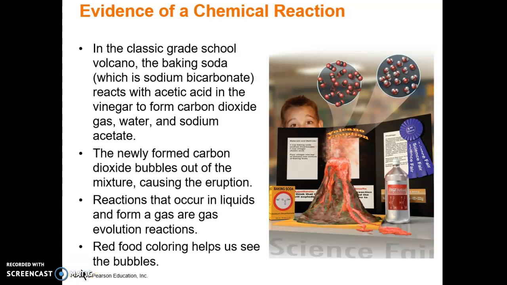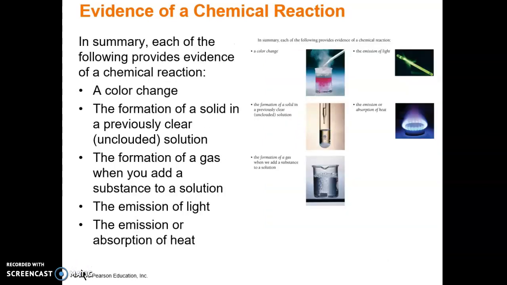Just like in the grade school volcano experiment, we knew that when there were bubbles happening that a chemical reaction was happening, but there are a lot of other things that determine whether or not a chemical reaction happens. If you have a permanent color change, a formation of a solid in a previously clear solution, so that would be the formation of a precipitate, we would call that.